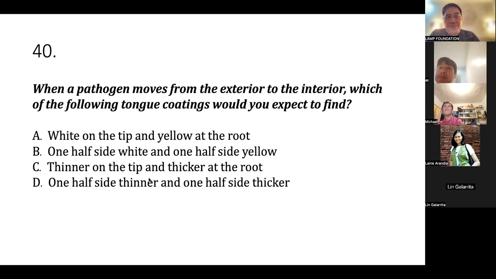Number 40, when a pathogen moves from exterior to interior, which of the following tongue coating would you expect to find? White on the tip and yellow at the root. Tama. Letter A. Okay. Very good. Nagmo-move na siya sa interior.